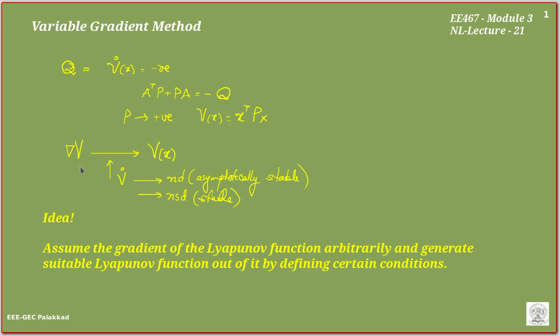So here we are going to arbitrarily choose the gradient of the function. That is why we have got the name variable gradient method. And from the gradient of v of x, we will generate the Lyapunov function by satisfying the Lyapunov theorem. Okay, so that is the idea of the variable gradient method. So now we will see what is happening inside this method.